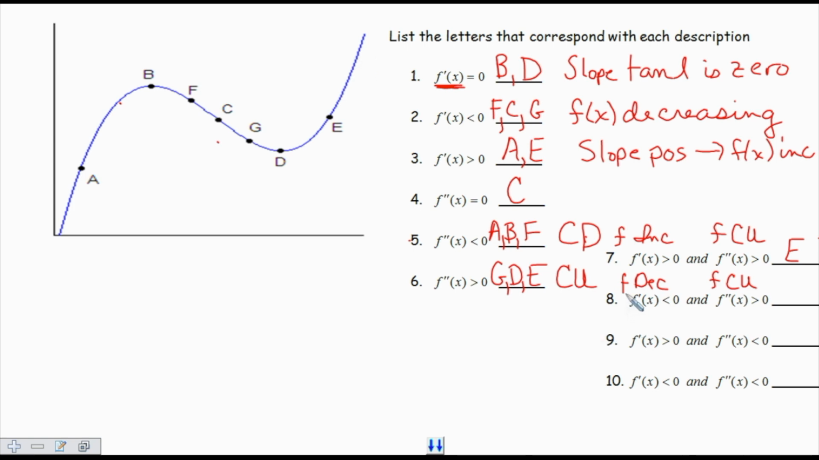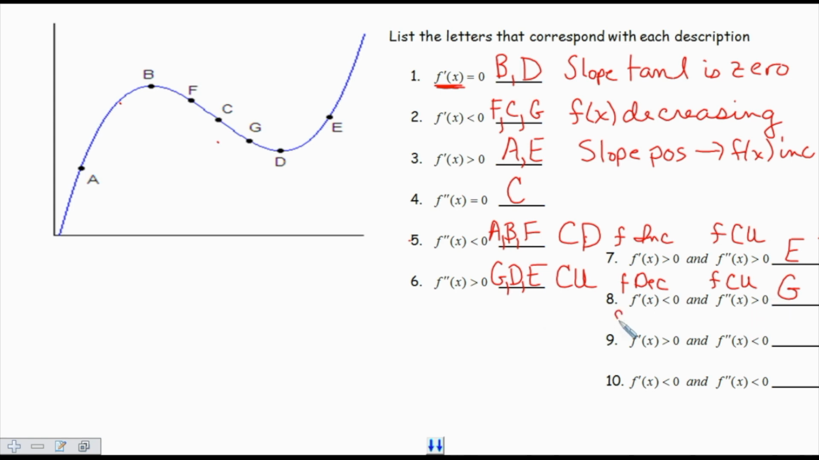So now in that section, I need to find a point where it's decreasing. C is the point of inflection, so I can't choose that. Decreasing would mean going down, and so that is point G. See how I'm doing that? I'm finding my section to look at, and I'm finding the point that does both things.